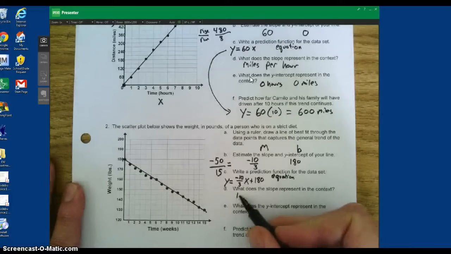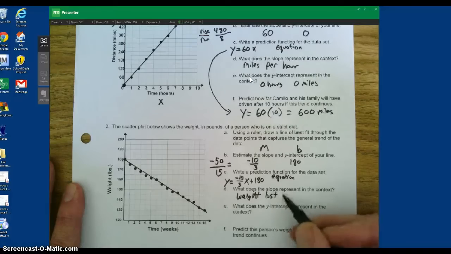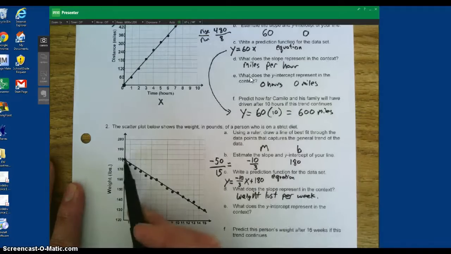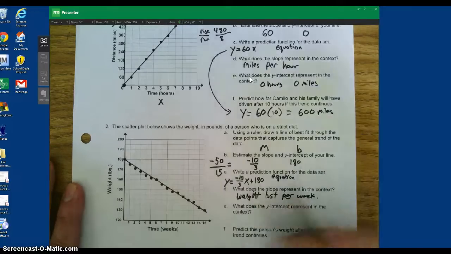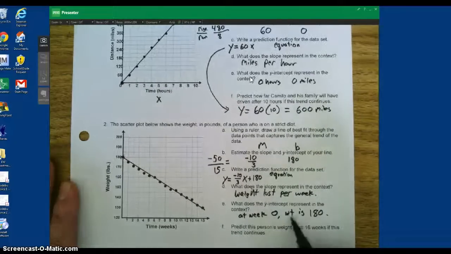So you are losing weight per week. What does the y-intercept represent in context? What does that mean? That means after 0 weeks, just before we even began the diet, the very, very first second of the diet, we weighed 180. So at week 0, weight is 180. And I'm just abbreviating here to save room.